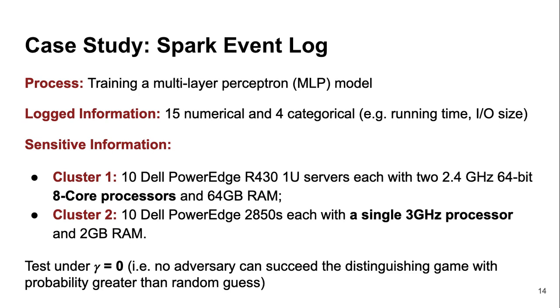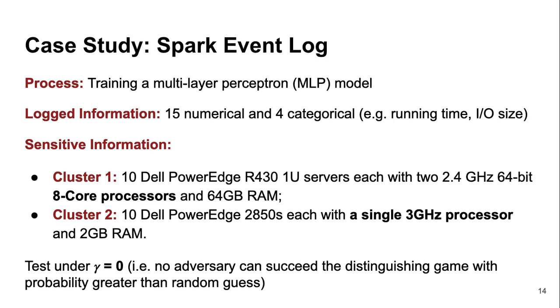Next, we demonstrate the process of performing log indistinguishability tests and obfuscations through a case study on Spark event logs. We collect Spark event logs generated by training a multi-layer perceptron model. The logs contain 15 numerical attributes, such as the running time and the I/O size of each task, and 4 categorical attributes, such as worker ID and task ID. The sensitive information we want to protect is the hardware used to train the models. Specifically, we have two clusters. Cluster 1 consists of 10 servers with 8-core processors, while Cluster 2 consists of single-core processor servers.